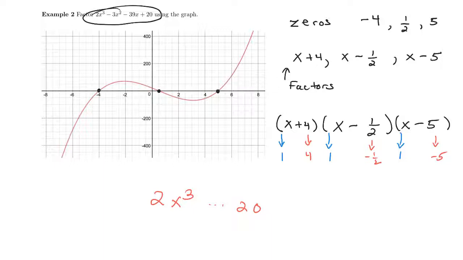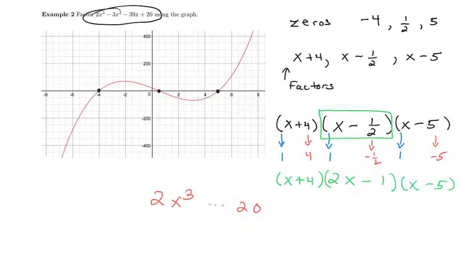Here's what went wrong. If we look at this middle factor here, there's another way that you could write this one. I'm going to write it as 2x minus 1 as opposed to x minus a half. Notice that 1/2 makes both of these 0. So let's rewrite the problem out. It's x plus 4 times 2x minus 1 times x minus 5.